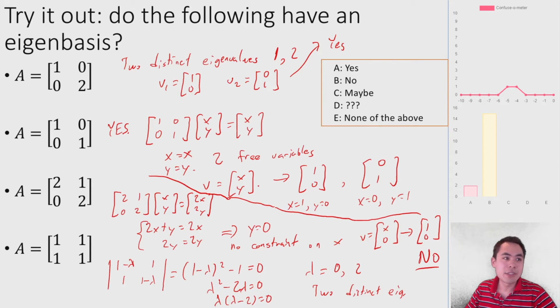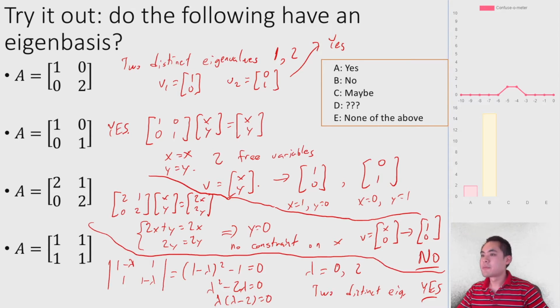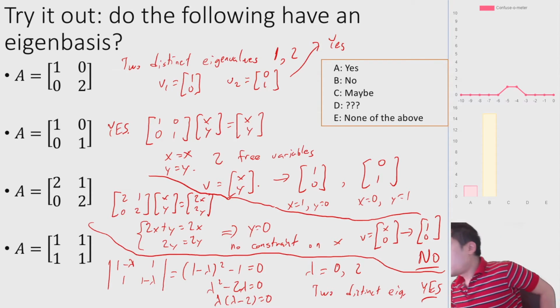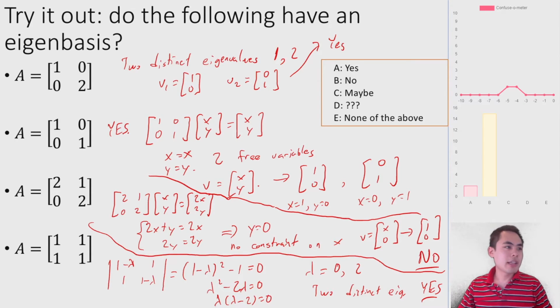And therefore, the answer is actually yes. Because you have 2 distinct eigenvalues, and therefore you have 2 distinct eigenvectors as well. Okay, so that was not that great of a hit rate.